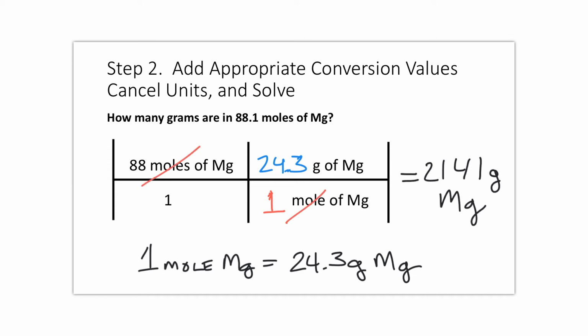Because we got to cross out the moles. Does that make sense? Sure it does. Each mole weighs 24.3 grams. So if I have 1 mole, I have 24.3 grams. If I have 10 moles, I have 243 grams, right? If I have 100 moles, I would have 2,430 grams. But I don't have quite 100 moles. I have just 88, so it's less than 2,400, and so that makes sense. So it looks like we did it right.